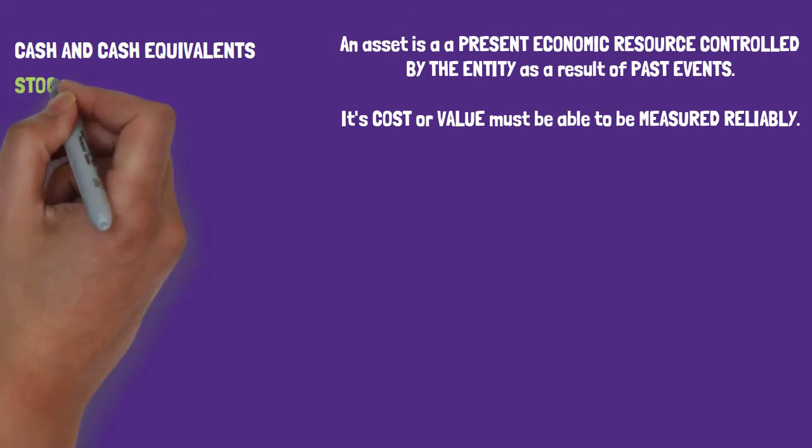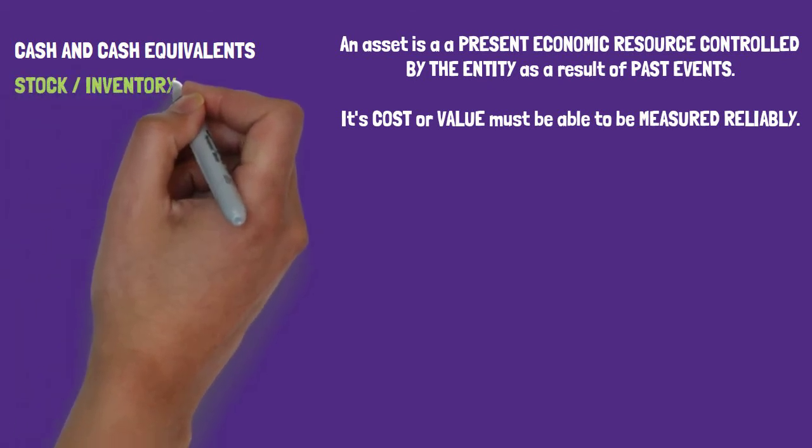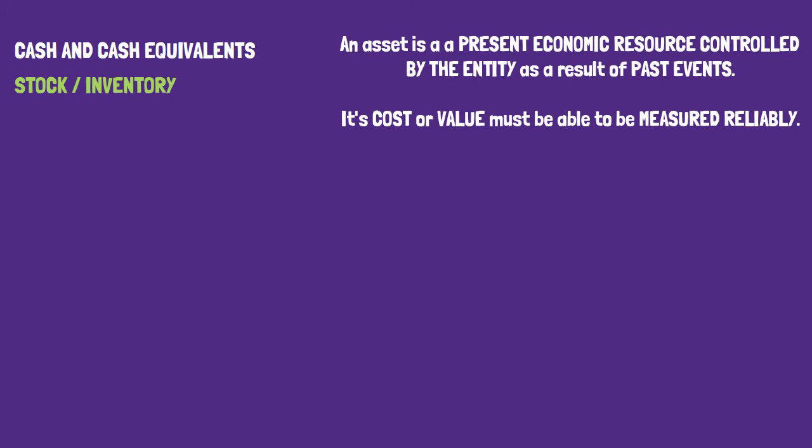Let's go into something else. Stock or inventory. So these are things that you sell. If you are a company that sells goods, these are the goods that you are selling. Okay, so an asset is a present economic resource controlled by the entity. If you have your own stock, it's your own resource. You have it now, and you got it as a result of past events because you got it made or you had previously ordered it. So if you have it now, if it's stock you own now, then it can be considered as an asset.